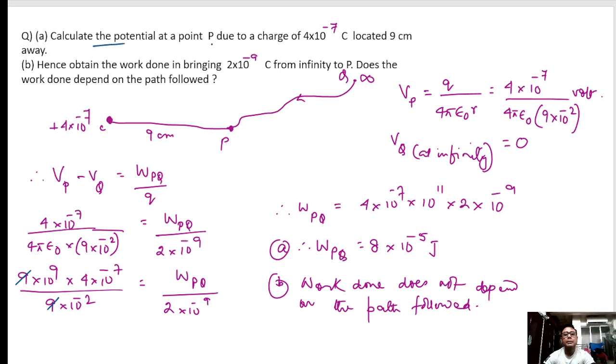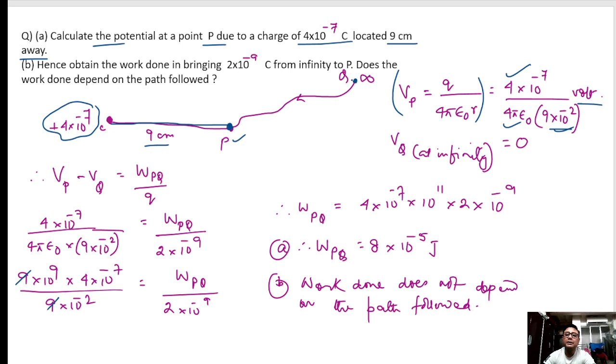Next, calculate the potential at P due to a charge located 9 centimeter away. So this is the charge which is 9 centimeter away. I want to find out the potential at this point, and the formula is Q by 4 pi epsilon O R, with 1 by 4 pi epsilon O. So we can easily find out this value, that is in volts. 9 centimeters is written as 9 into 10 to the power minus 2 meters. Clear?